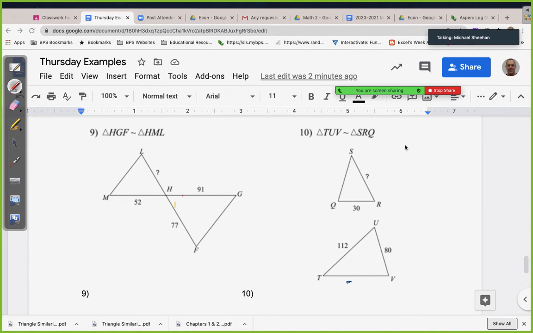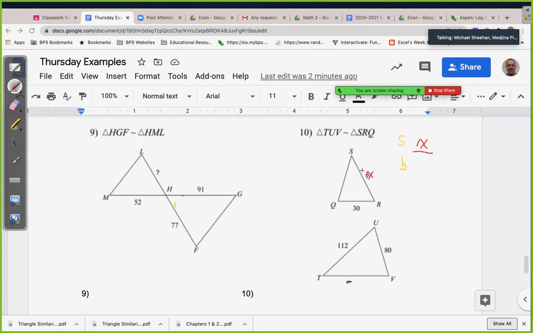All right, for Magina this time, let's do small triangle on top, big triangle on the bottom. Do you want to start with 30 or X? X. All right, so you're going to start with X.